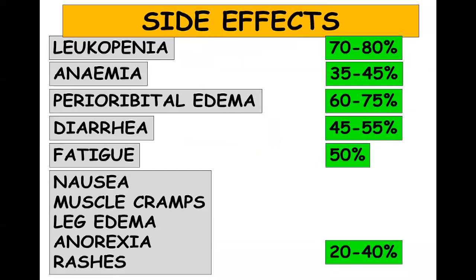Side effects: 70 to 80% leukopenia, 35 to 45% anemia, 60 to 75% periorbital edema, diarrhea 45 to 50%, fatigue, but also less frequently nausea, muscle cramps, leg edema, anorexia, and rashes.